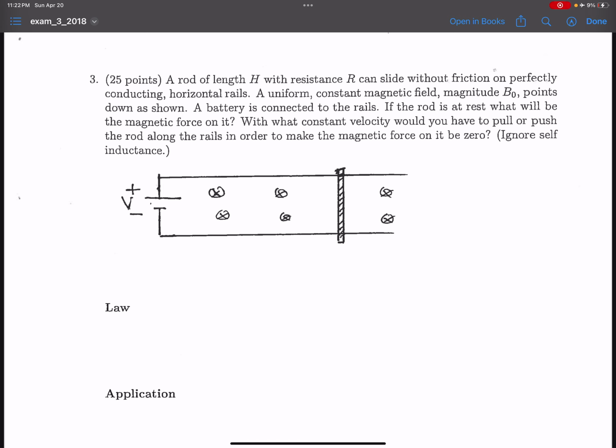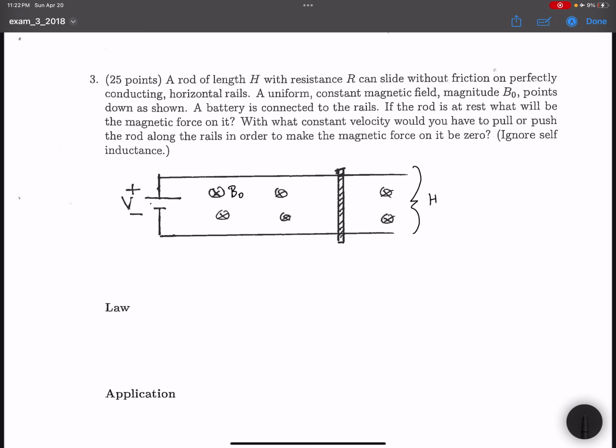Okay, so there's a rod of length H with resistance R, and it can slide without friction. There's a magnetic field B naught, let me label this, that is pointing into the page. That's what the X's mean, by convention. A battery with voltage V is connected to the rails.